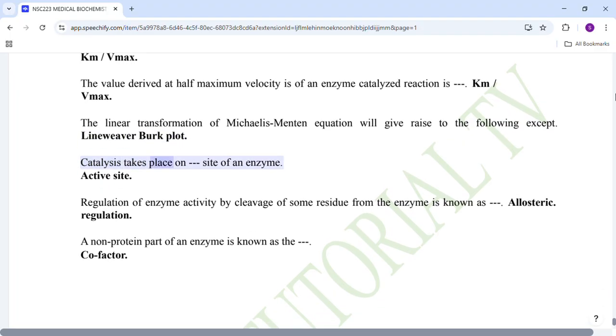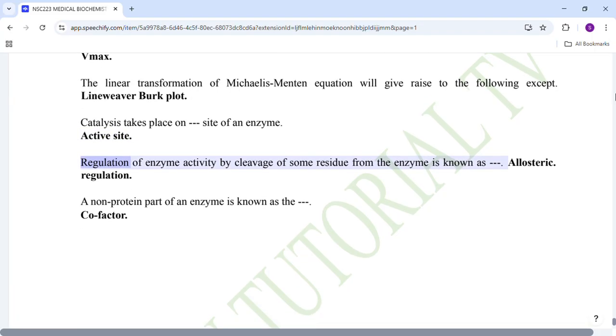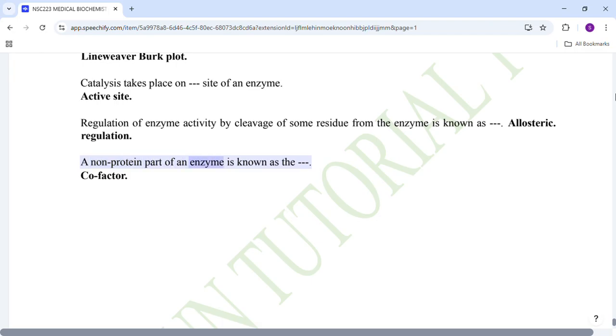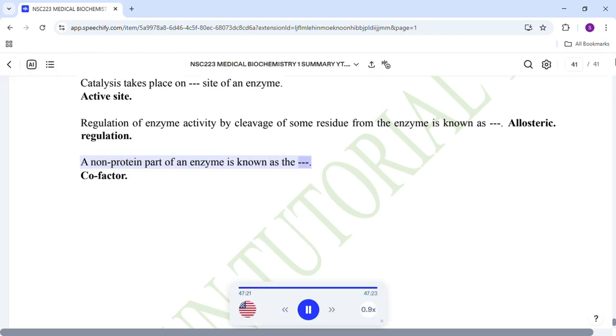Catalysis takes place on dash site of an enzyme. Active site. Regulation of enzyme activity by cleavage of some residue from the enzyme is known as dash dash. Allosteric regulation. A non-protein part of an enzyme is known as the dash dash. Cofactor.